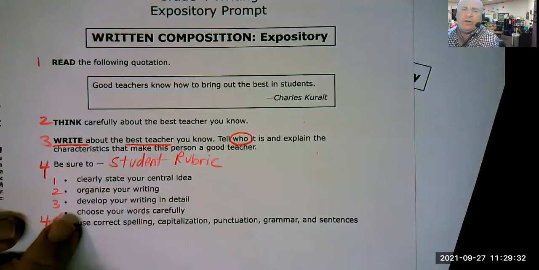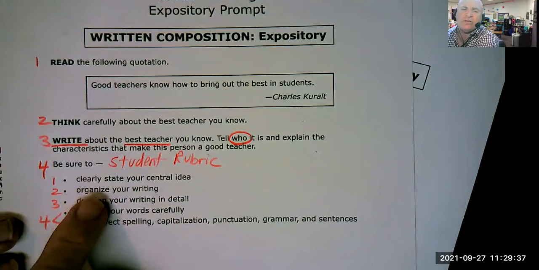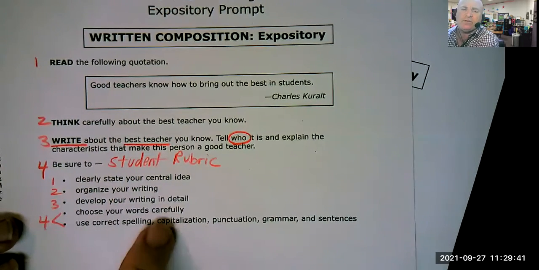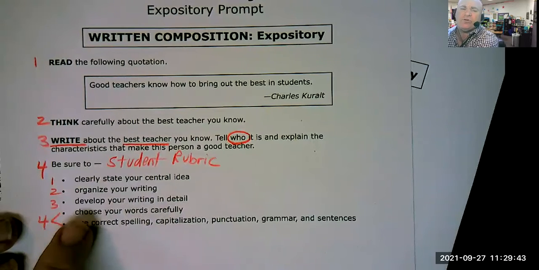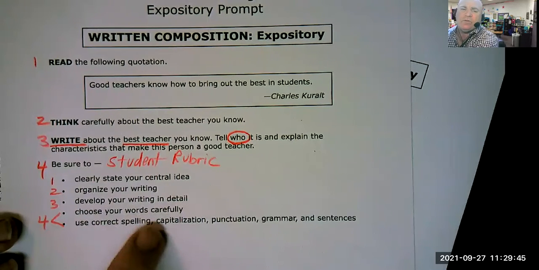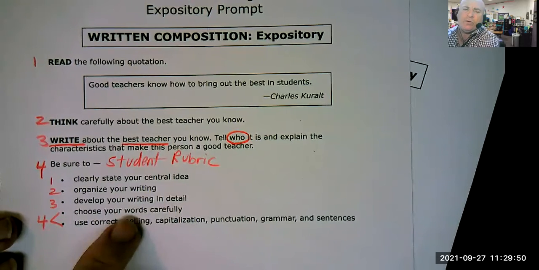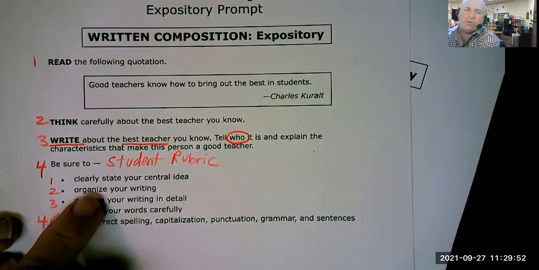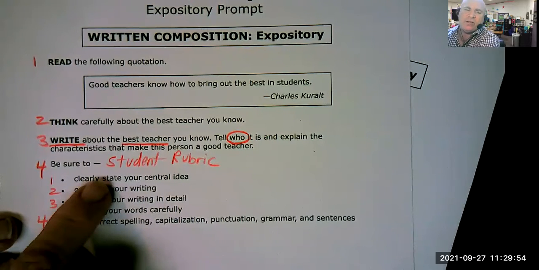How to get a 1? Make sure you have your central idea, whoever the teacher is. Give me reasons why she's your favorite teacher and examples to get a 2. Develop it to get a 3. And to get a 4, choose your words carefully. And so even though we won't be doing this anymore for essay responses, we still have to do this much to get a 3.